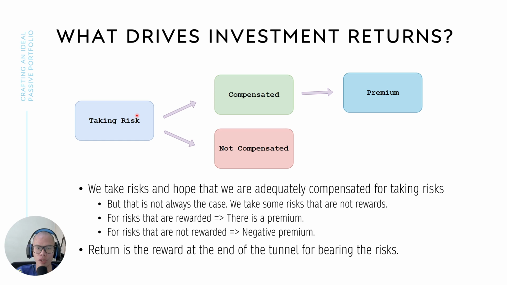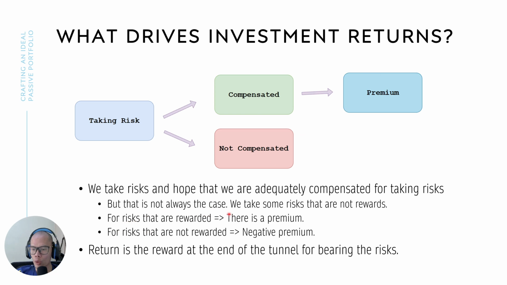So if you look at this diagram over here, if you take risks, there can be two outcomes. Either you get compensated or not compensated. Not compensated is you lose money over a certain time frame, be it a longer term time frame or shorter term time frame. If you're compensated, you earn a premium. This is because there's empirical evidence that shows that, hey, you take this kind of risk, you're able to earn this return, and then you're able to earn a premium.